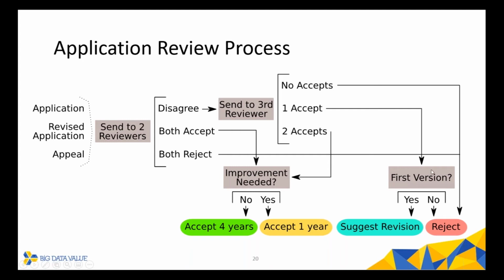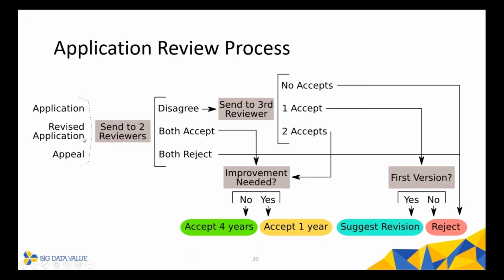In the case of one accept of the three, the program could be invited to submit a revision. In the case of two accepts, it's the same as before. If improvements are needed, they're offered the possibility for 1 year, if not for 4 years. And if there are no accepts, a program application is rejected.